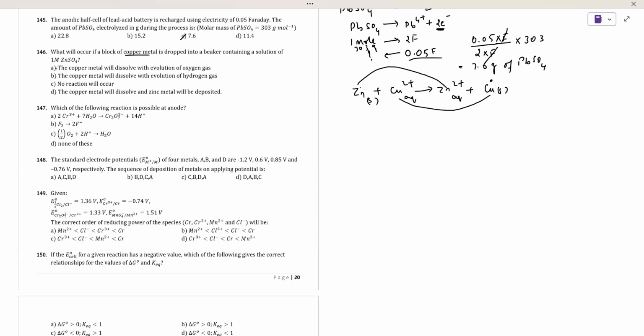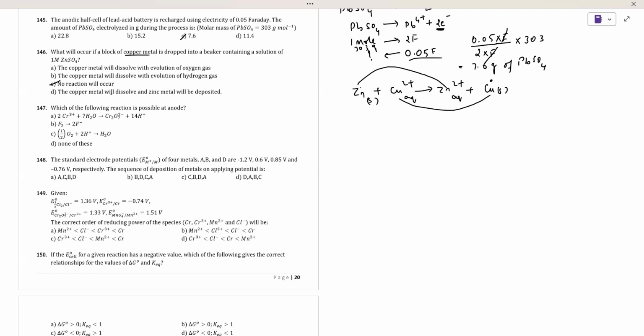First let us read the options. The copper metal will dissolve with evolution of oxygen gas. Obviously not at all possible. The copper metal will dissolve with evolution of hydrogen gas. There is no hydrogen itself, so from where will hydrogen be obtained? So this is also not possible. So option C would be correct. No reaction will occur. Why will no reaction occur? Because copper is taken directly in the metal form where oxidation state of copper is 0. So hence option C would be correct for 146th question, and we will also look into the fourth option.